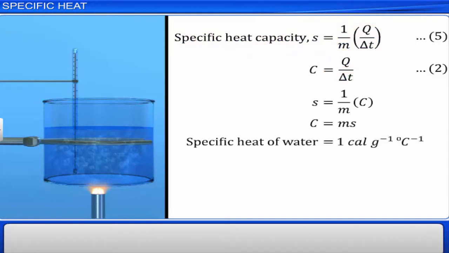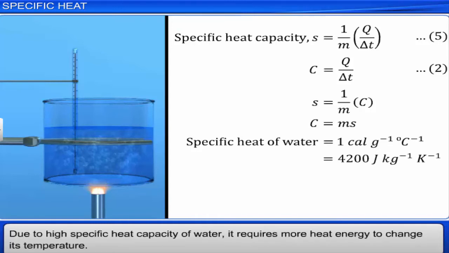The specific heat capacity of water is 1 calorie per gram per degree Celsius, which is equal to 4200 joule per kilogram per Kelvin. Due to the high specific heat capacity of water, it requires more heat energy to change its temperature.